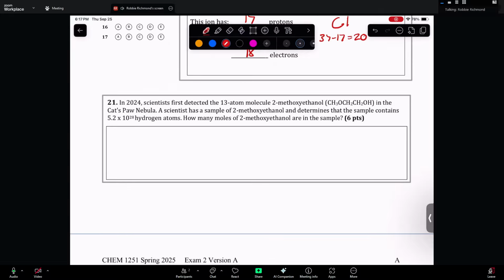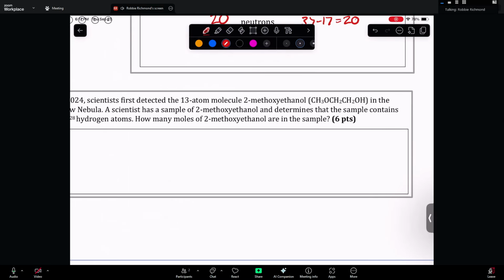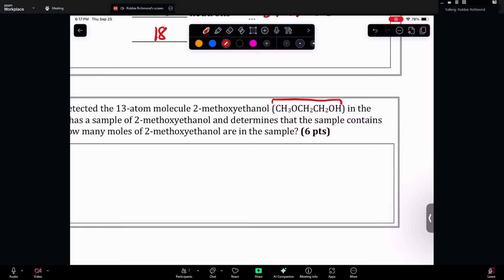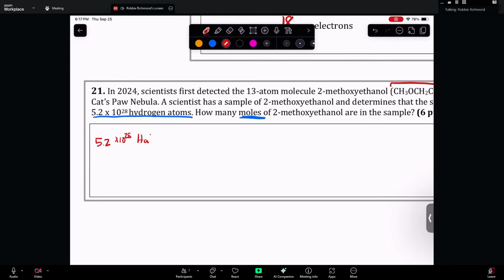Cool. So breaking down this question, I know this is really scary, 2-methoxyethanol. If you go into organic chemistry, you'll figure out what this means. But going back to Gen Chem, this is just a molecule comprised of many things, which the formula is given here. Our goal is to figure out how many moles that we have, and we're given how many hydrogen atoms we have. So, what should we start with? Obviously, the only thing that has a number, 5.2 times 10 to the 28 H atoms.